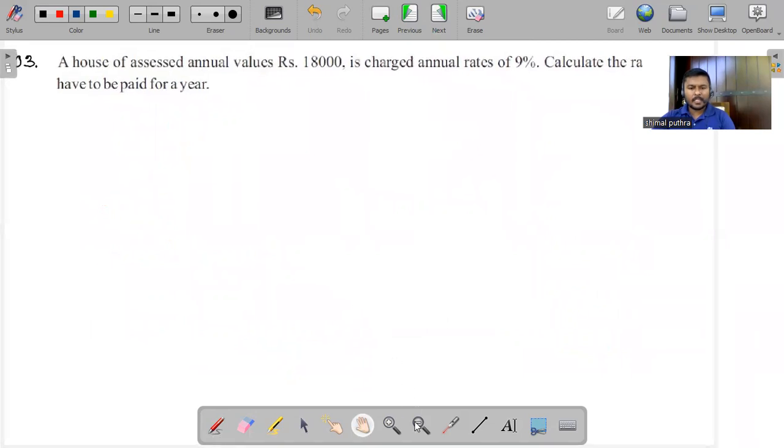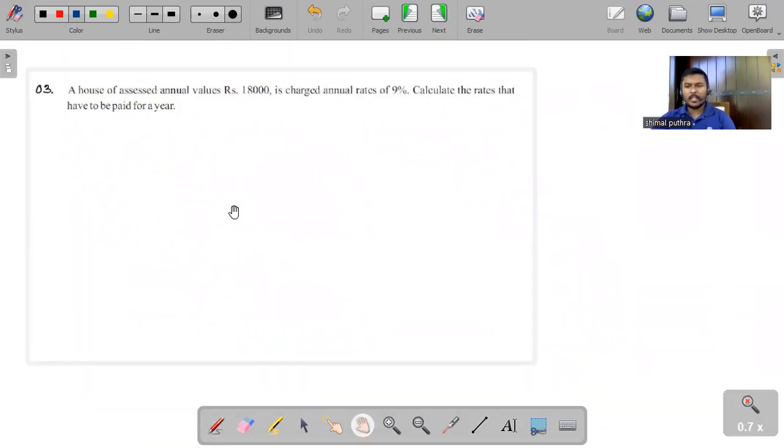Okay, I discussed this one in the first example. A house's assessed annual value is 18,000. It is charged an annual rate of 9%. Calculate the rate that has to be paid for a year. We know that one. Please find the answer quickly and comment your answers also. Use the video, do this yourself and check your answer.